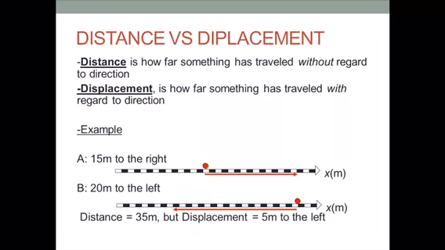IB likes to use the word displacement more often than distance, and displacement is how far something has traveled with regard to direction. So when you're talking about distance, you don't need to mention direction. On displacement you must, as it is a vector.